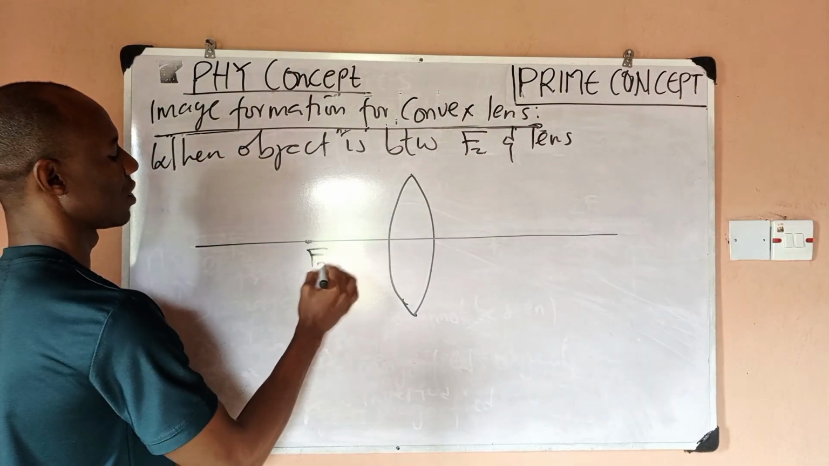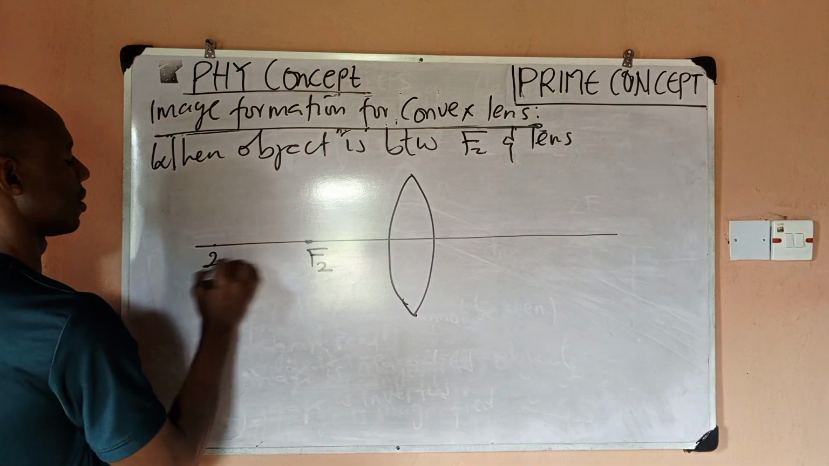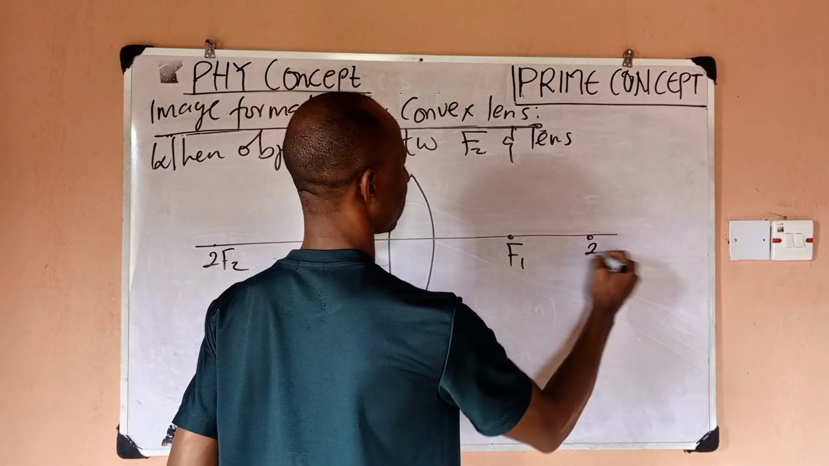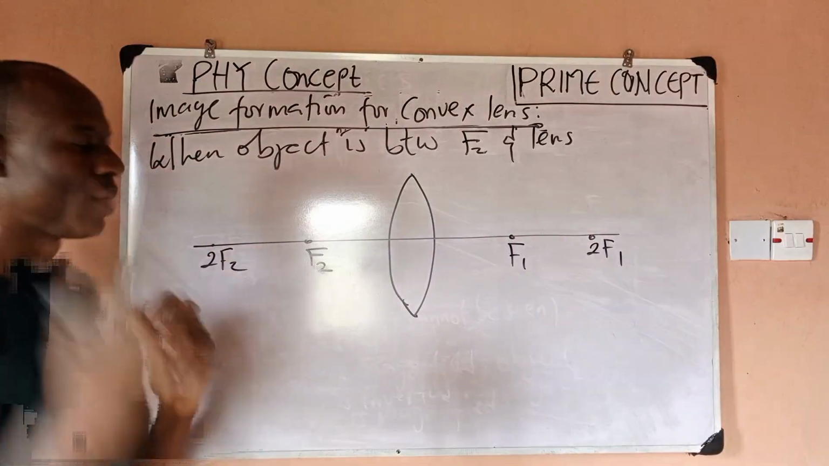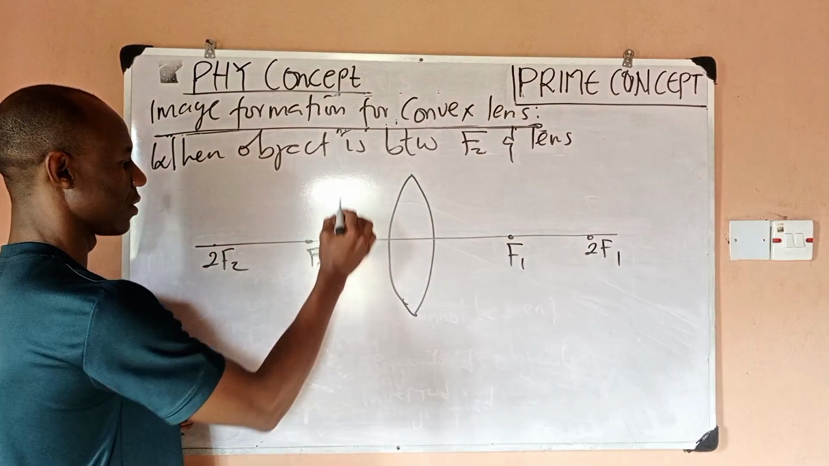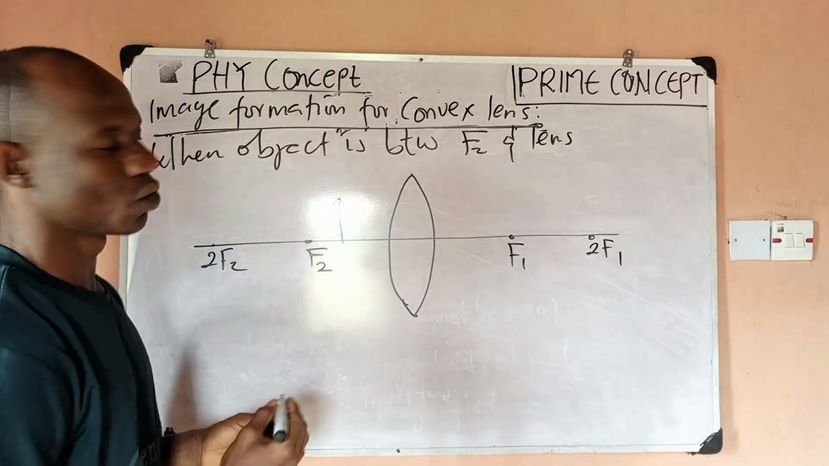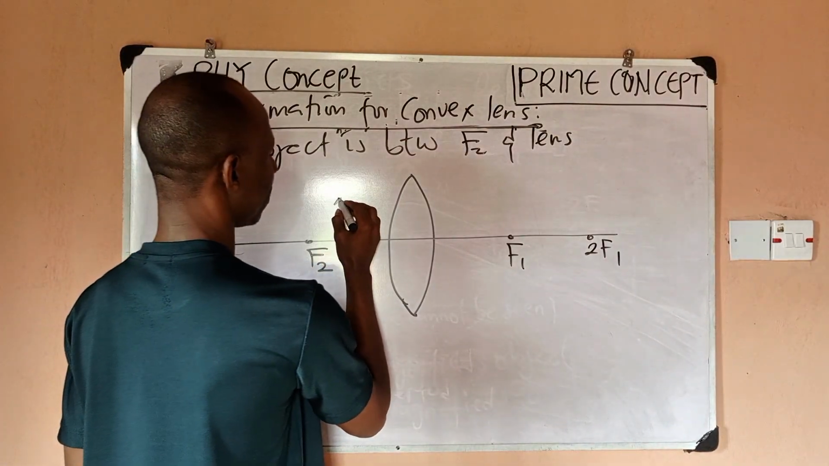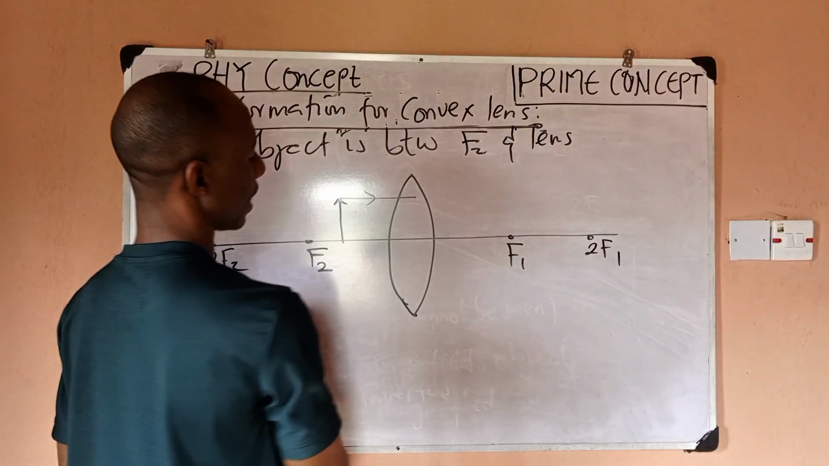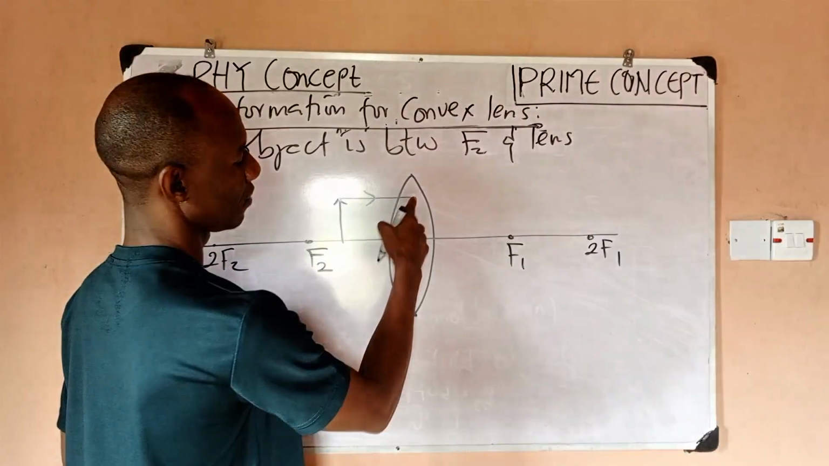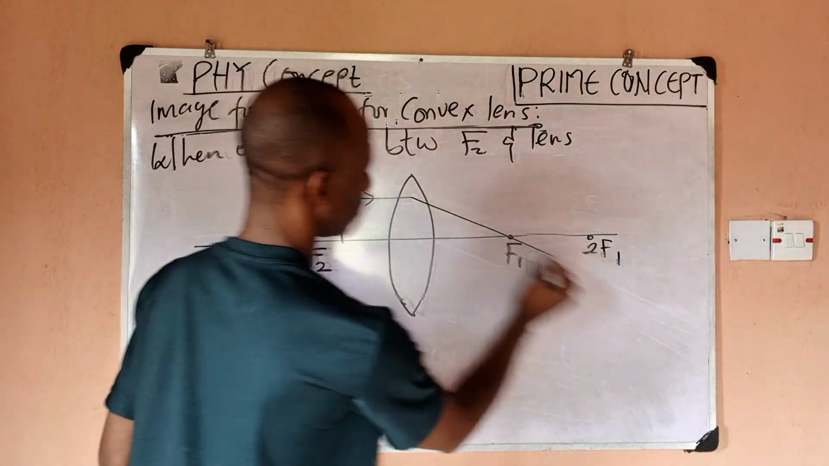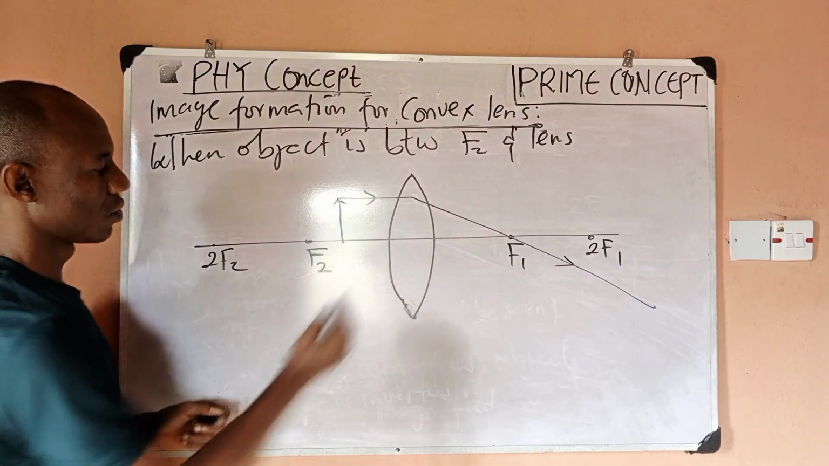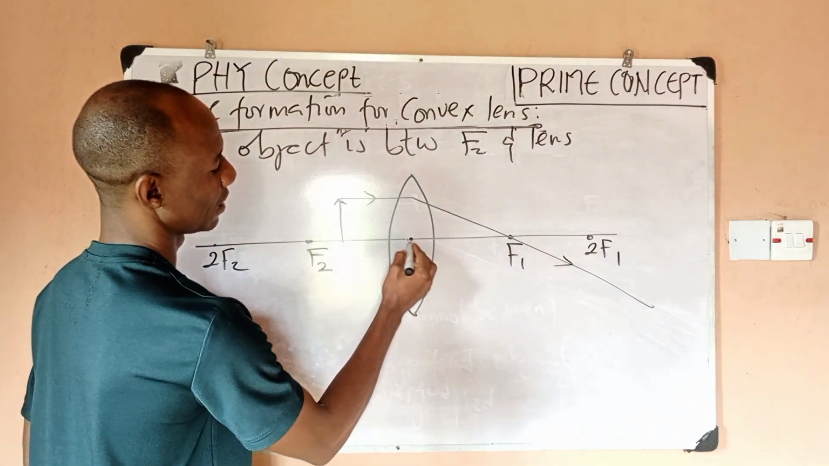So this point is going to be our f2, this point is 2f2, this point is going to be our f1, and this point is 2f1. I want to place my object at this point. So if this is where my object is, let's see where the image will be formed. Following the rules, I have a parallel line. When this line hits the center of your lens, it comes out through the focal point on the other side, right? Now, I also want to follow a ray through the optical center, right?